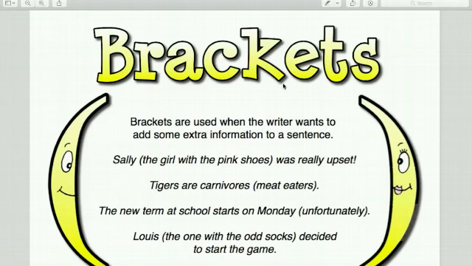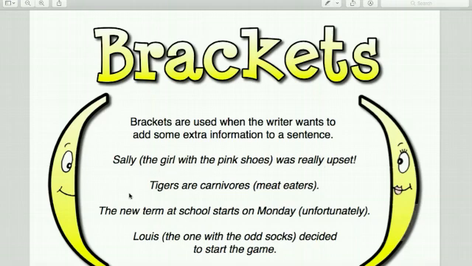So let me give you an example. Sally (the girl with the pink shoes) was really upset. Now you see the brackets here and here. You don't have to have that little bit of information in there. That's added information so that if somebody didn't know who Sally was, they'd look for the girl with pink shoes, so they'd know who they were talking about.